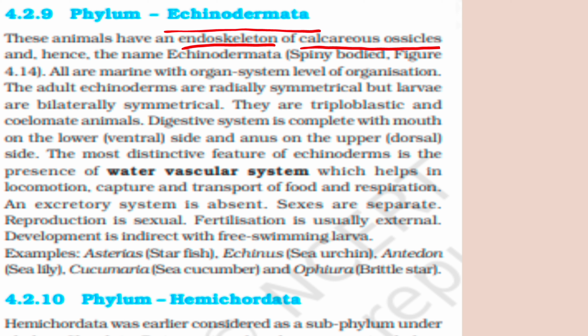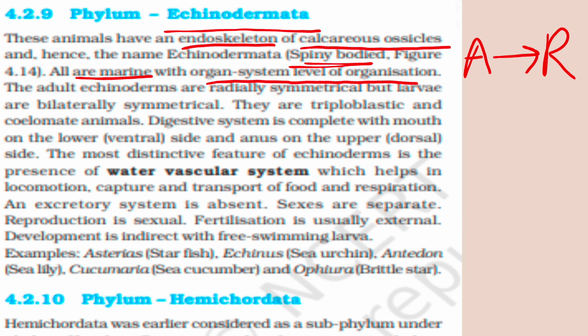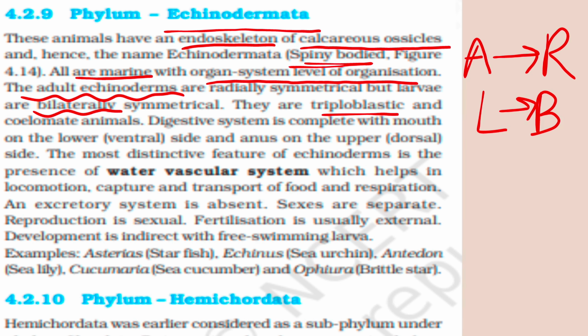Endoskeleton of calcareous ossicles, hence name Echinodermata, which means spiny bodies. These all are marine with organ system level of organization. Adult echinoderms show radial symmetry and larvae show bilateral. They are triploblastic, coelomate animals. Digestive system is complete with mouth on lower and anus on upper. Upper means dorsal side. The most distinctive feature of echinoderm is water vascular system.